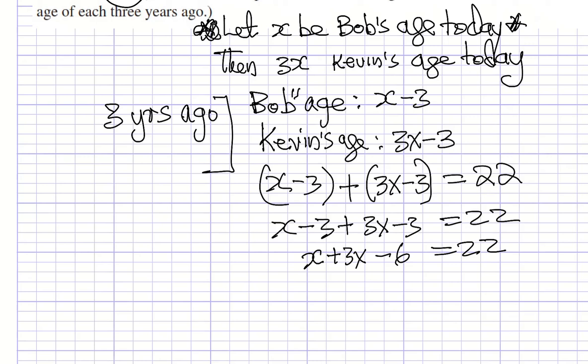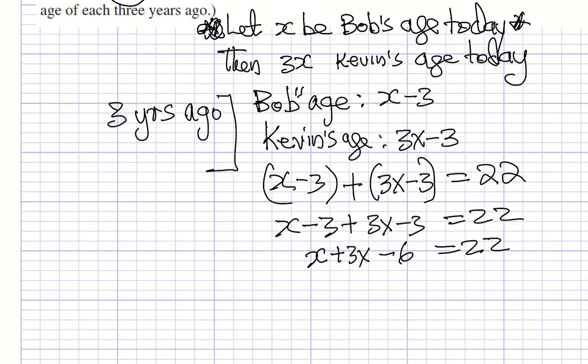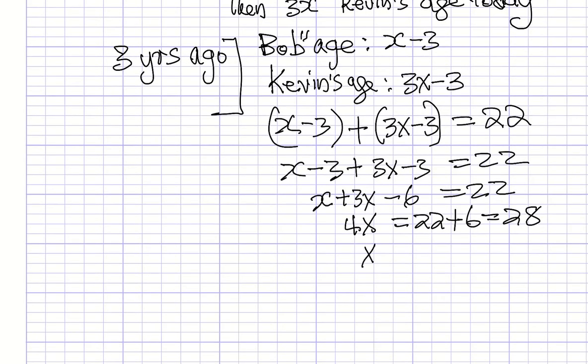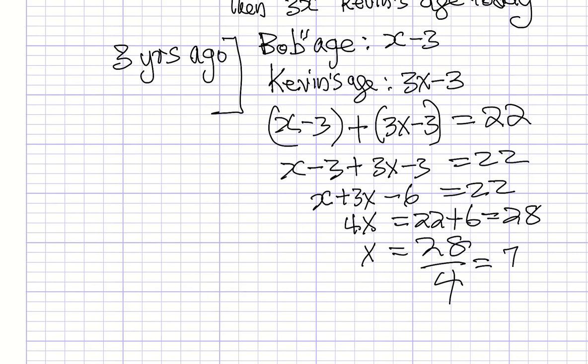So you combine and move things, you get 4x. Move 6 over to the other side, it changes sign. It's equal to 22 plus 6, which is 28, okay? So for x, divide by 4. x is equal to 28 divided by 4. What is that? You see what I'm doing, right? Once you set up the equation, the rest of the stuff is easy. That's 7.